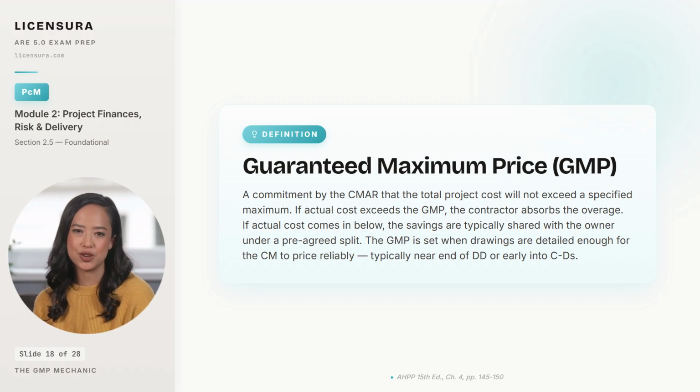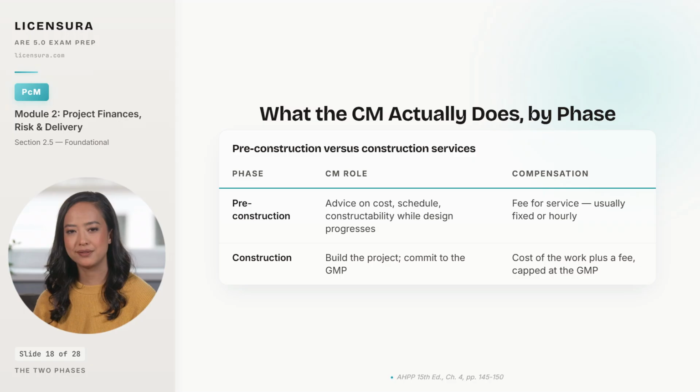The GMP is also why timing matters so much. Set it too early, when drawings are still incomplete, and the contractor has to carry an enormous contingency that the owner ultimately pays for. Set it too late, when the design is already locked in, and you have lost the contractor's value engineering input. The GMP does not appear out of nowhere. It is the output of a structured, two-phase process the owner is buying when they choose CMAR.